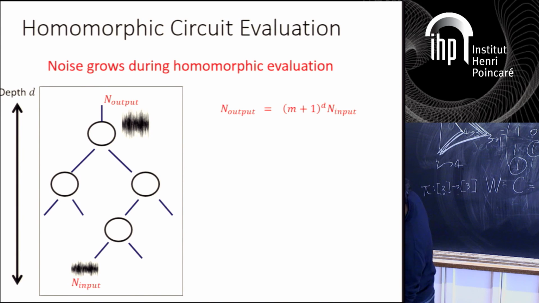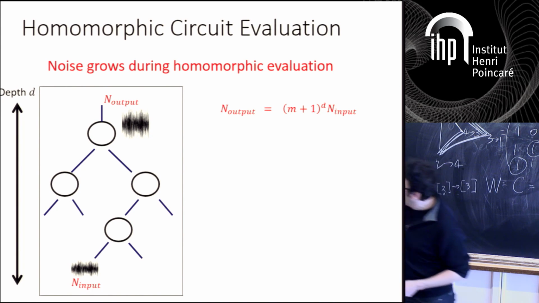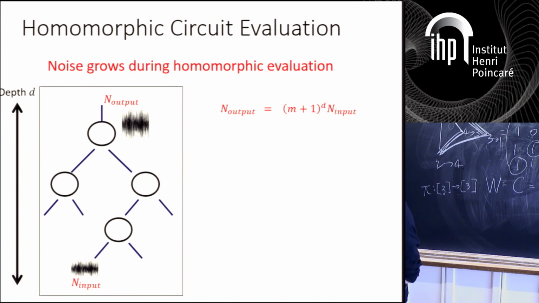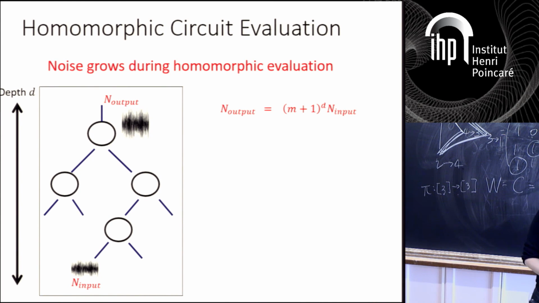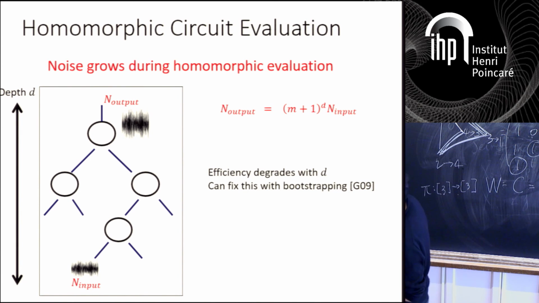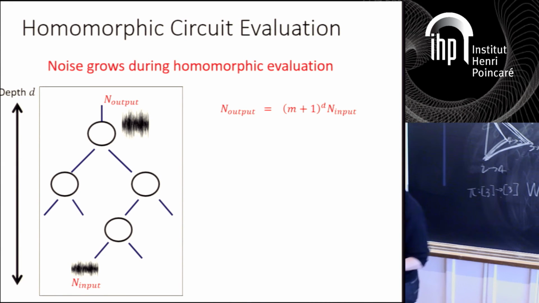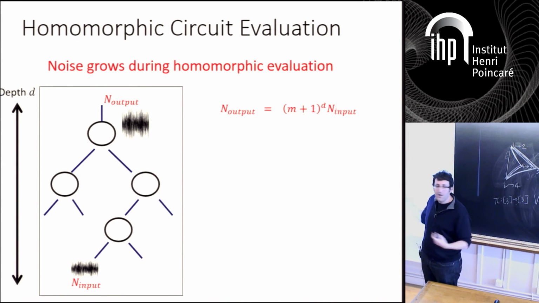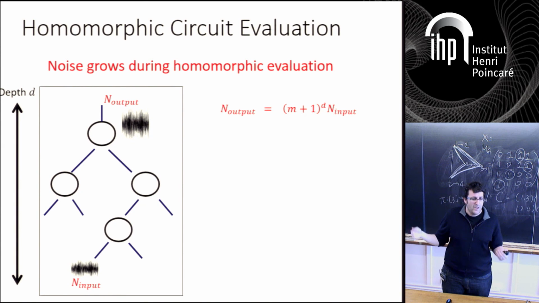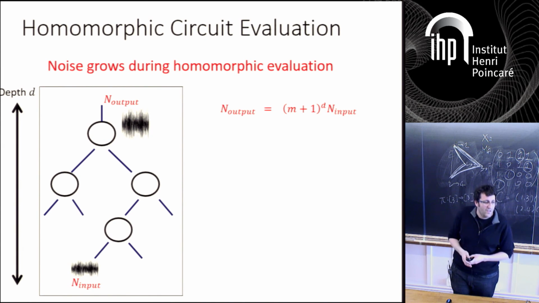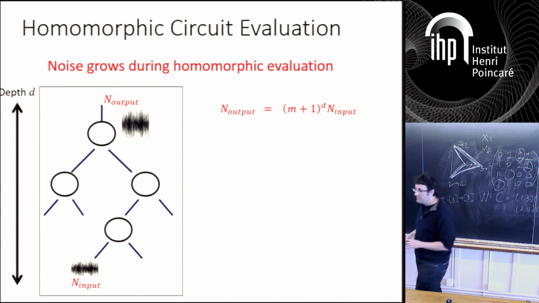The error keeps growing and growing. If my circuit consists of d levels, the error at the end will be some exponential in d larger than it was in the beginning. But that's okay, I can handle that just by setting my modulus to be big enough so that this error is still much, much smaller than the modulus, and that way I can still decrypt correctly.